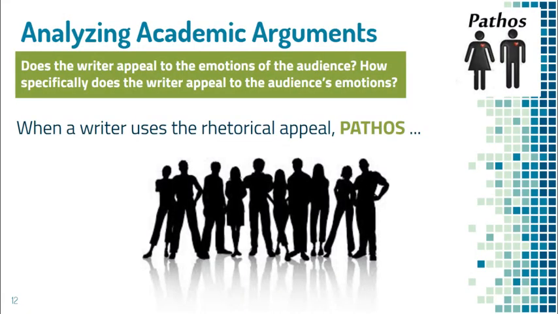When a writer uses the rhetorical appeal pathos, it also provides you information about the audience. Ask yourself, what does the use of pathos tell you about the intended audience? How does the writer use pathos to appeal to the intended audience? How does the writer manipulate language through the use of pathos to appeal to the intended audience?